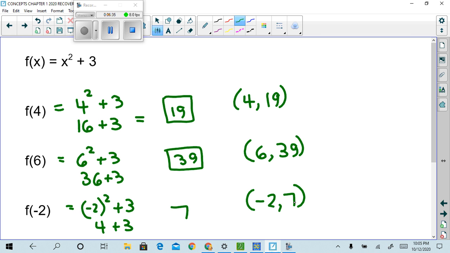So again, functions show a relation between my domain and my range, and it tells me that every input or every domain value can only have one output or one range value.